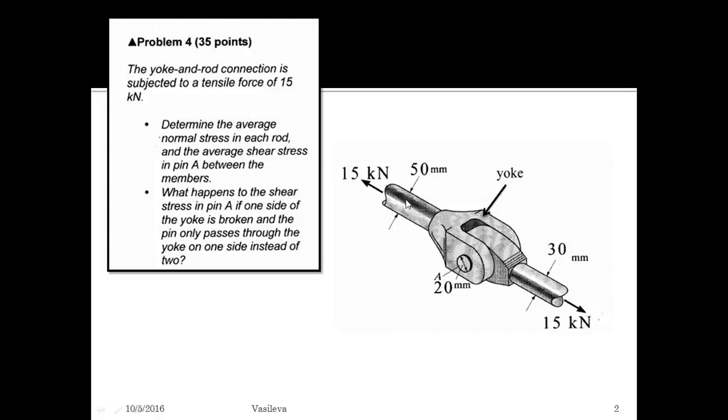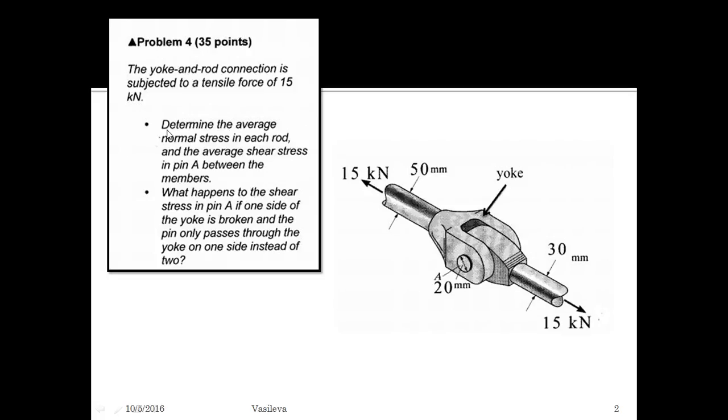Tensile is whenever the force is pulling outward, so it's going to end up stretching the object because it's pulling it outward. If it was pushing it inward, then that's a compressive force.